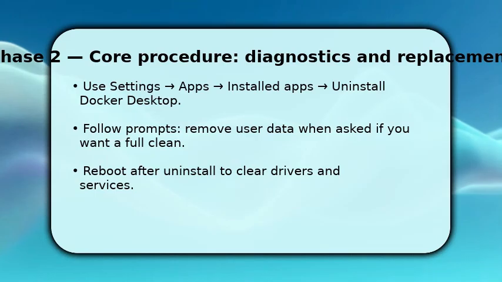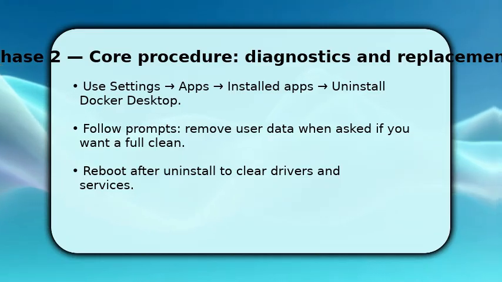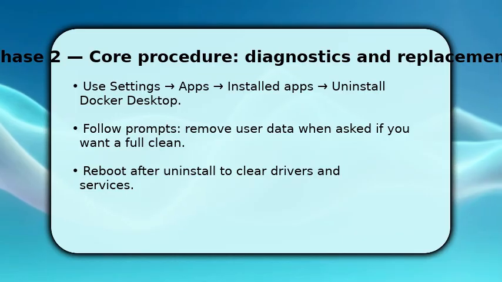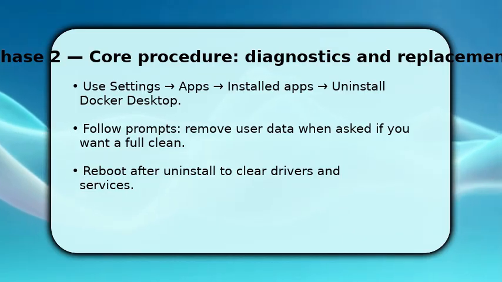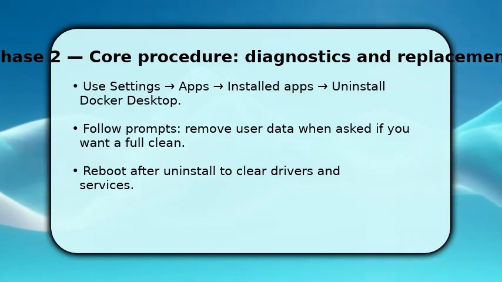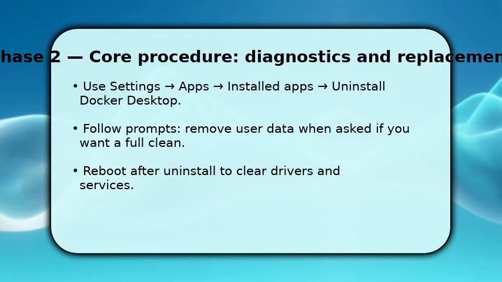Open Settings, go to Apps, then Installed Apps, locate Docker Desktop and choose Uninstall. You are removing the application files and system integration. When the uninstaller prompts, choose to remove user data only if you want a full reset. Note that this deletes images, volumes, and containers. Make sure to follow any on-screen prompts to stop services after the uninstall completes.